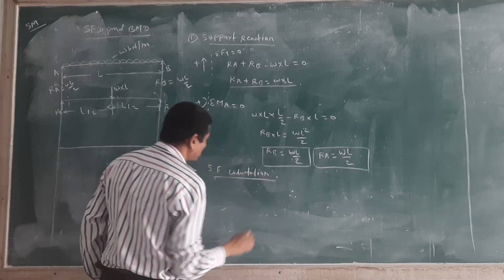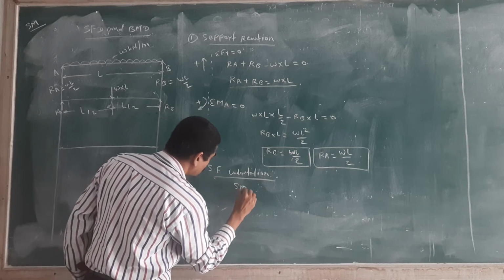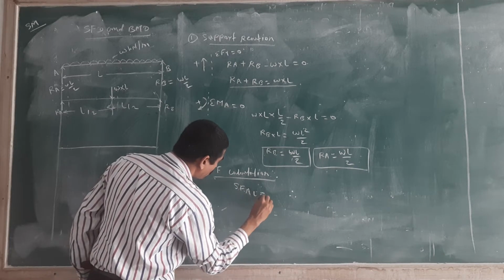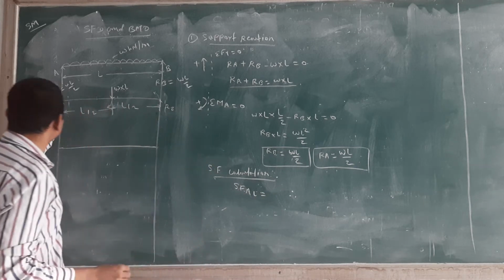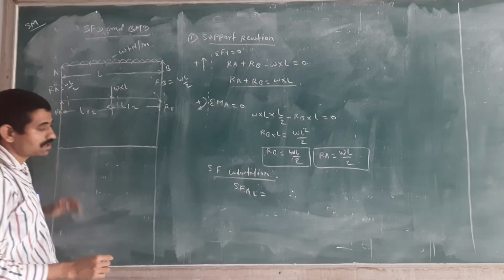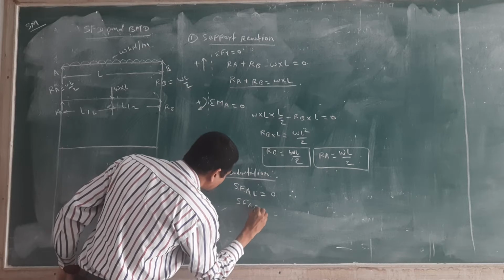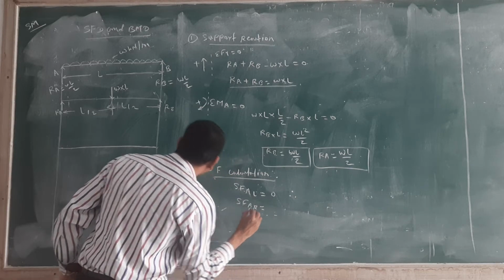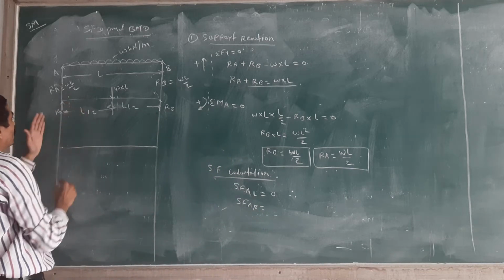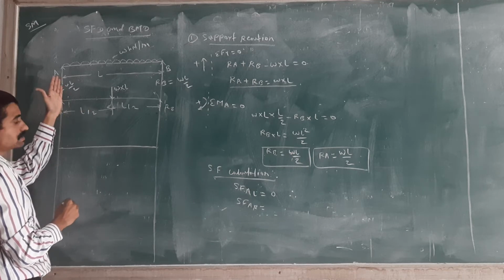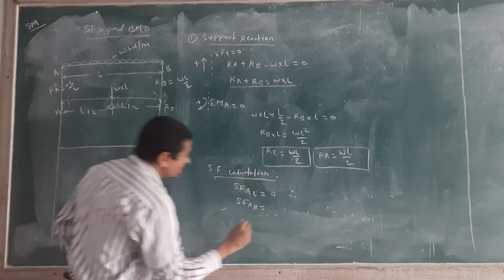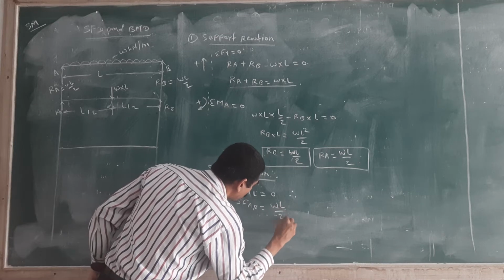Let the SF at A point, just left side of A, be equal to 0. SF at A, just right side: if you take just the right side coming, then you will get the RA value. What is the RA value? WL by 2.